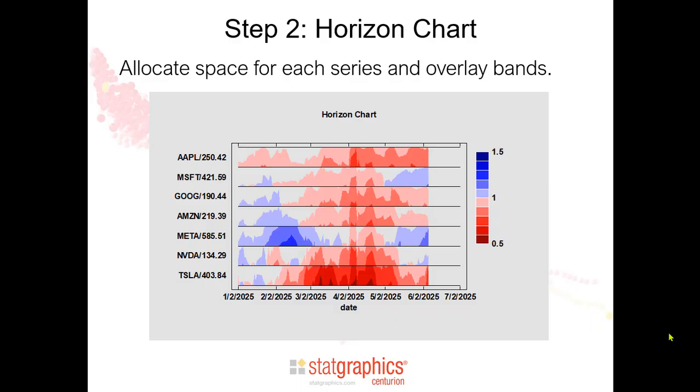To create the horizon chart, you allocate a certain portion of the vertical axis to each of the time series. You then take the bands from their banded time series plot and overlay them on top of each other. As you're overlaying them, you start with the lightest color bands and overlay them with the darker bands.